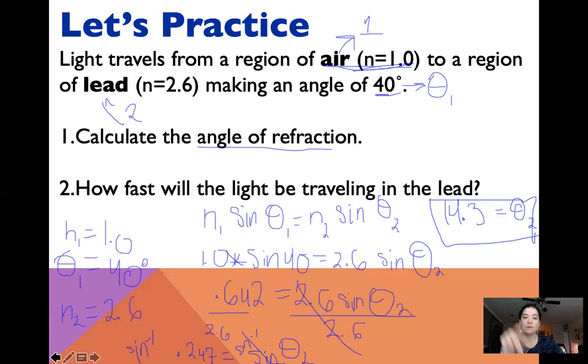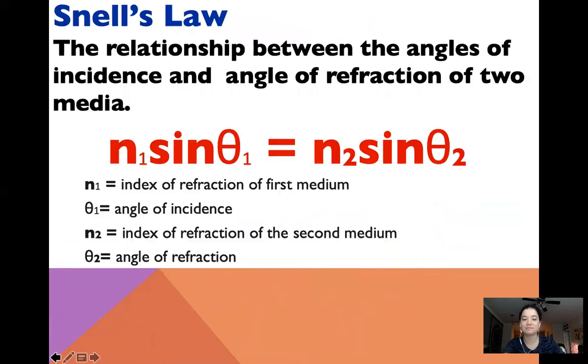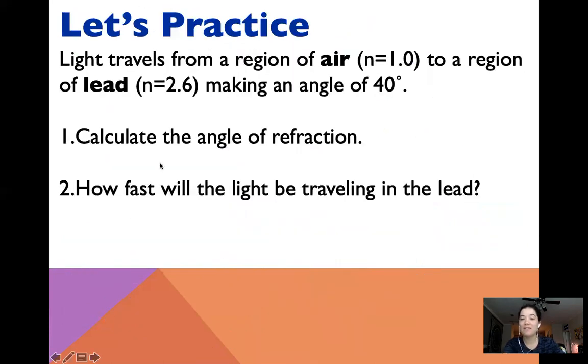All right. We have one more problem we have to do. We have to determine how fast the light will be traveling in the LED. So I'm about to clear all this. Make sure you pause me and get it copied down. All right, so how fast is the light going to be traveling in the LED?